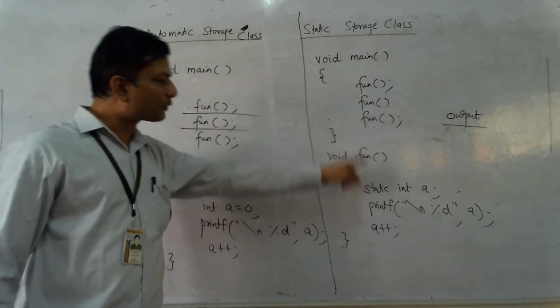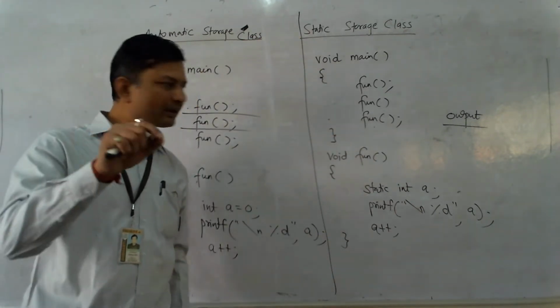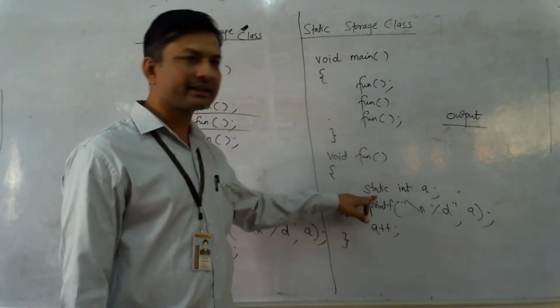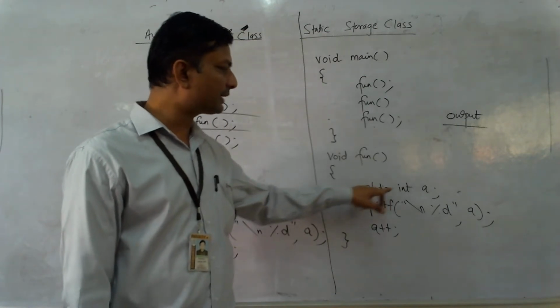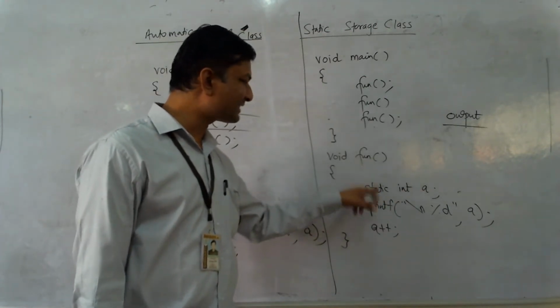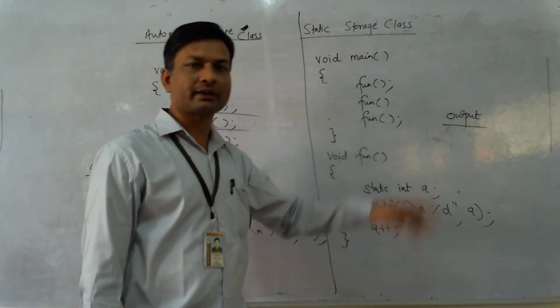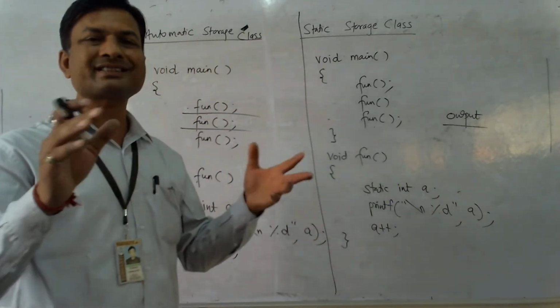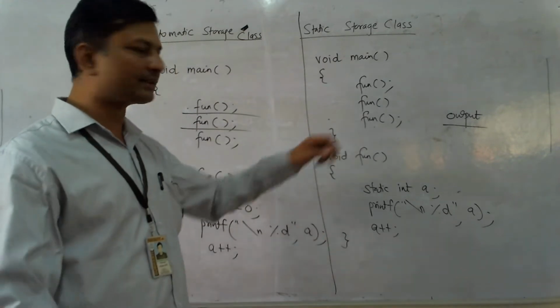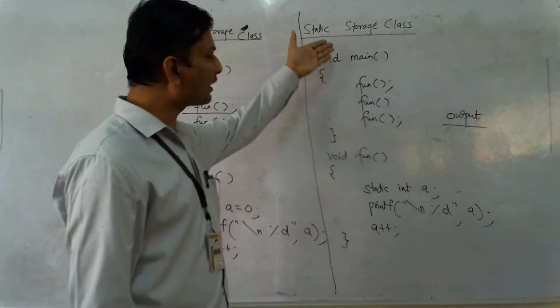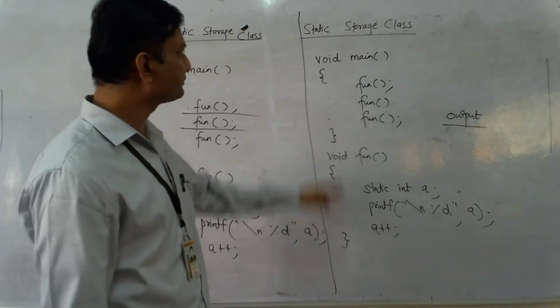We have the same program written over here, but the only difference is we have used the static keyword over here, which denotes that variable a belongs to the static storage class. I have also not mentioned the initial value of a, just to show what will be the default value of a static storage class variable. So let's see the output of this program as well.